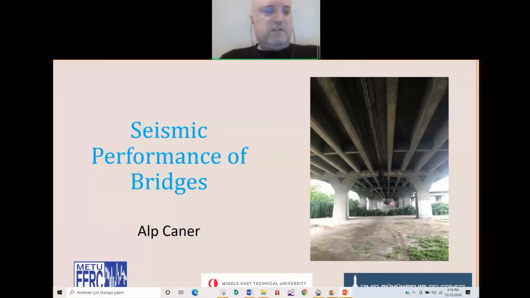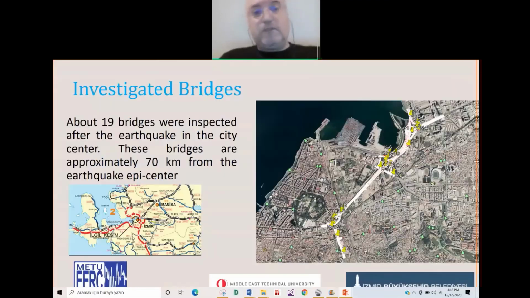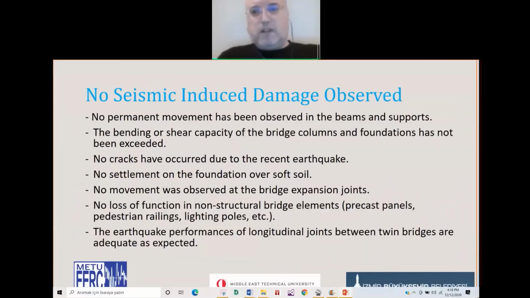So I'm just going to talk about the seismic performance of bridges in the region of the city. I looked at a certain line, and this line has about 19 bridges. Some of them are very close to the Bayraklı region and the Mistral Tower. And when Ozan Hoca showed a picture from Mistral Tower, I can see the two bridges that we investigated.